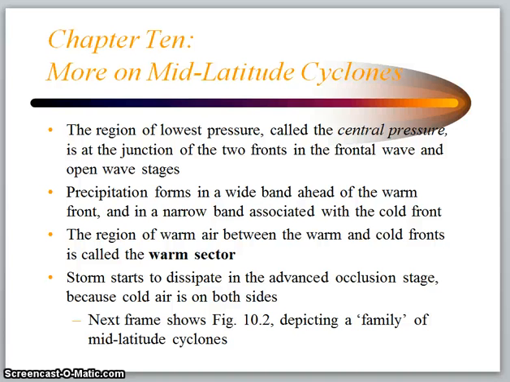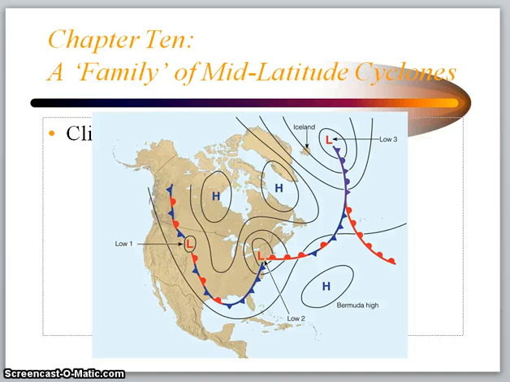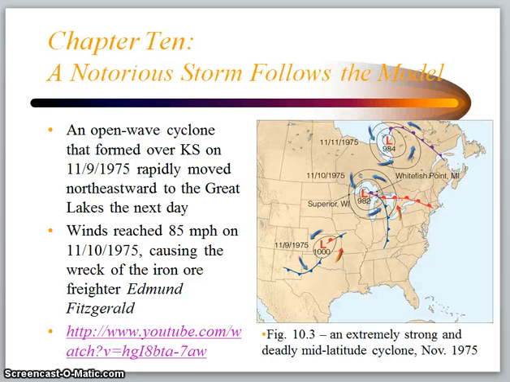This next slide, which is figure 10.2 in your book, shows a family of mid-latitude cyclones as they're draped across the northern hemisphere. This is not at any particular date. It's just a way of giving you an idea of what these may look like on a surface weather map, how meteorologists and their computers draw them. A notorious mid-latitude cyclone follows this mid-latitude cyclone model developed by Bjerknes, Solberg, and Bergeron.